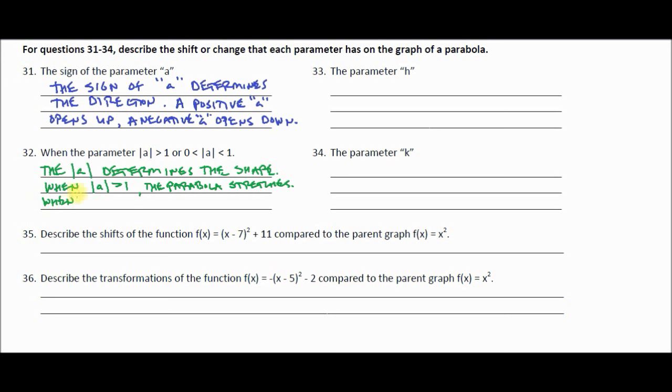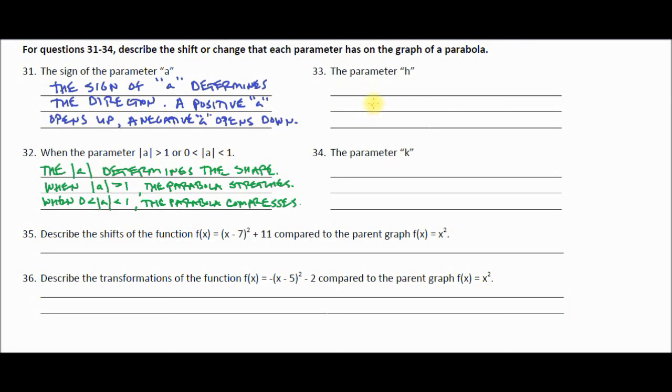When the absolute value of A, well, I better not put less than 1 because it doesn't count 0. When the absolute value of A is between 0 and 1, that'd be more correct, the parabola, try to fit this all in one line, the parabola compresses. Okay, so there's our two effects of A. Sign of A determines direction of the parabola. The absolute value of A determines the shape of the parabola.